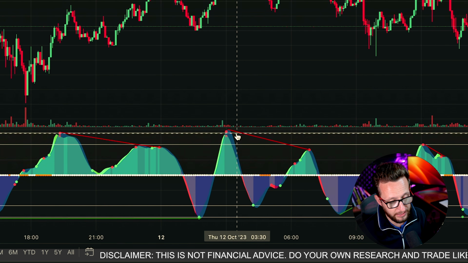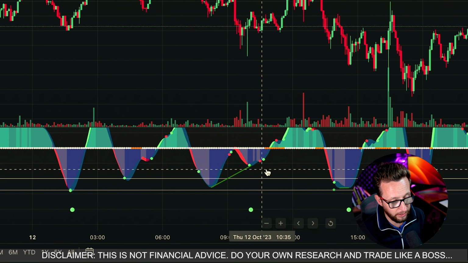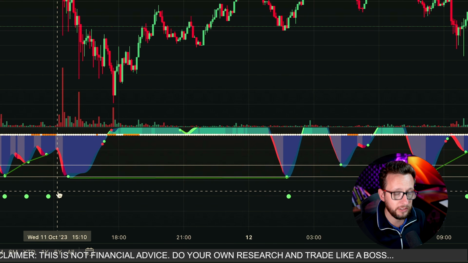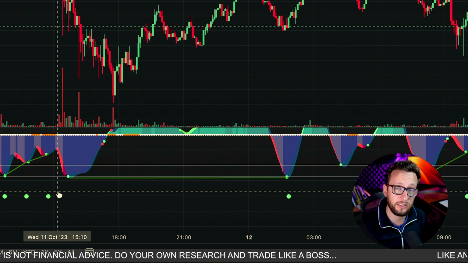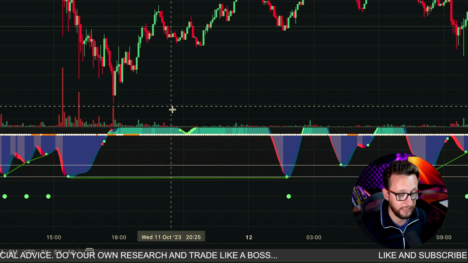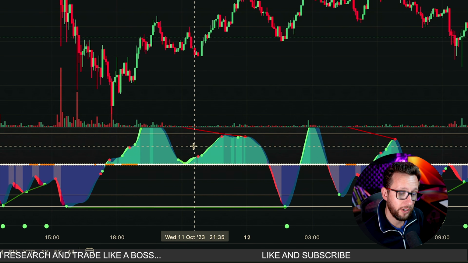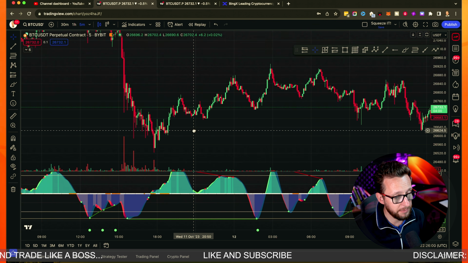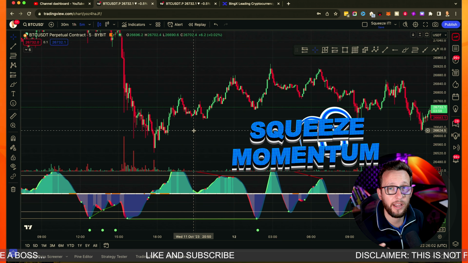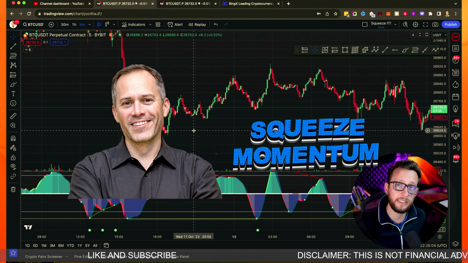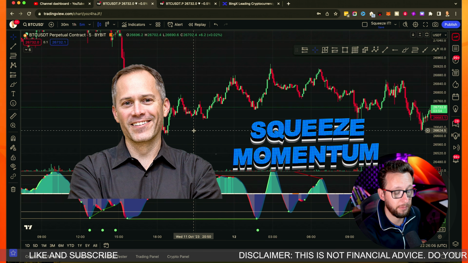I've also added these red and green lines that you can see, and these green dots. They show us when there's a divergence between price and the momentum waves. This could potentially point out a reversal. Now, the squeeze momentum was originally designed by a guy called John Carter, which I explained in my previous video, which you'll be able to find up here.